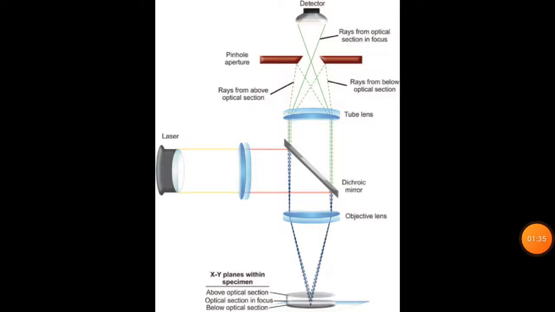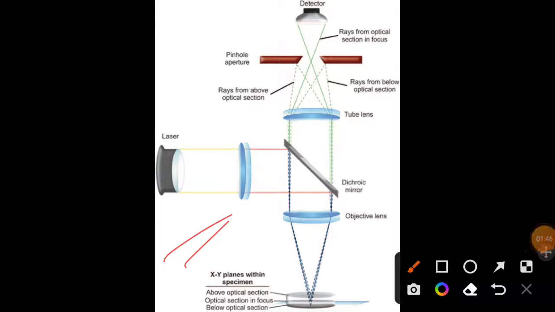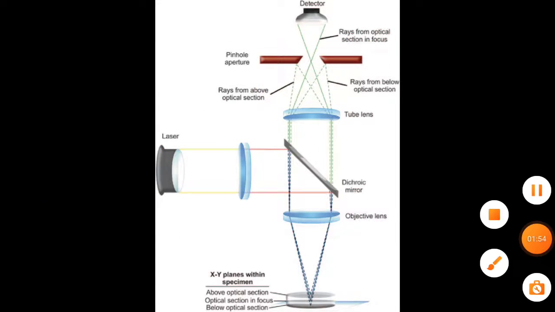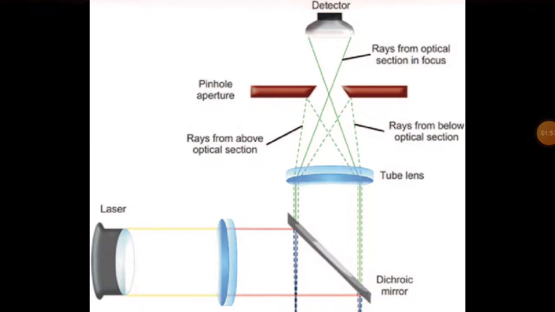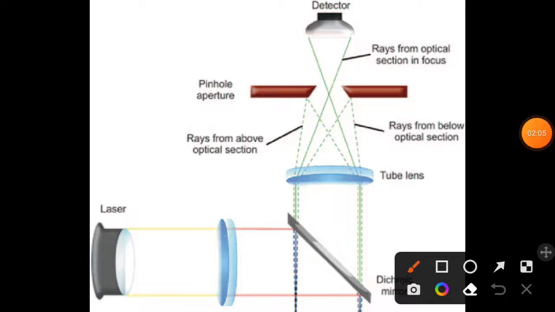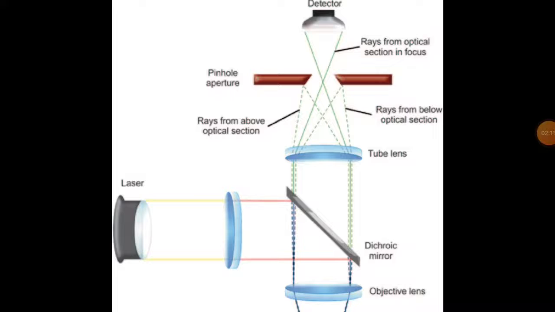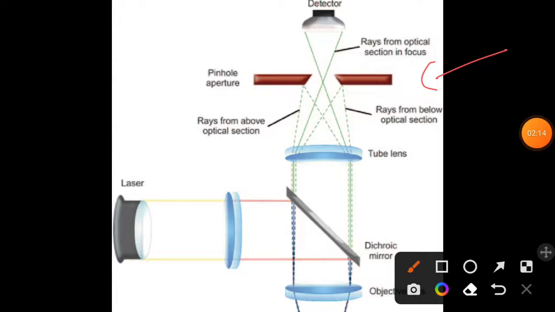So this is the ray diagram of the confocal microscope. As you can see, you may find it similar to the epifluorescence microscope that we discussed in our earlier videos. But the only difference between the normal epifluorescence microscope and the confocal microscope is that we are using an extra pinhole structure. What is the use of that pinhole structure, we are going to discuss.